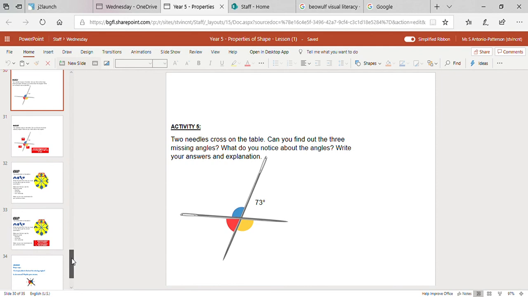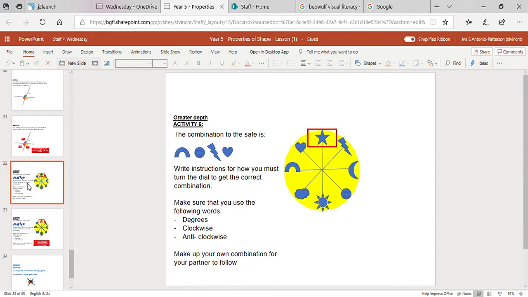And your final activity is here. How can you turn to get the correct combination? So you can use the keywords degrees, clockwise, anti-clockwise. I know most of you know how to use brackets and use them correctly. So if you can think of any synonymous terms or terms which you know could be used correctly here, then please do so.